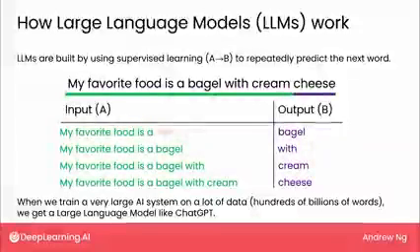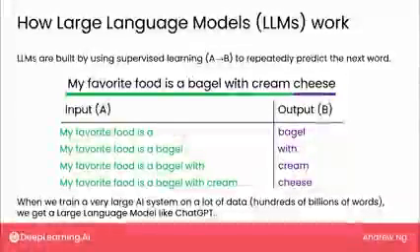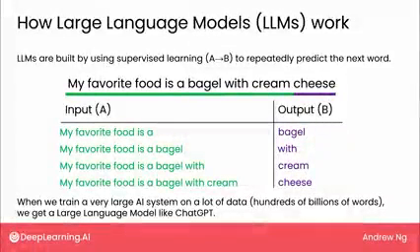When you train a very large AI system on a lot of data, for LLMs meaning hundreds of billions of words, and in some cases more than 1 trillion words, then you get a large language model like ChatGPT that, given a prompt, is very good at generating some additional words in response to that prompt.